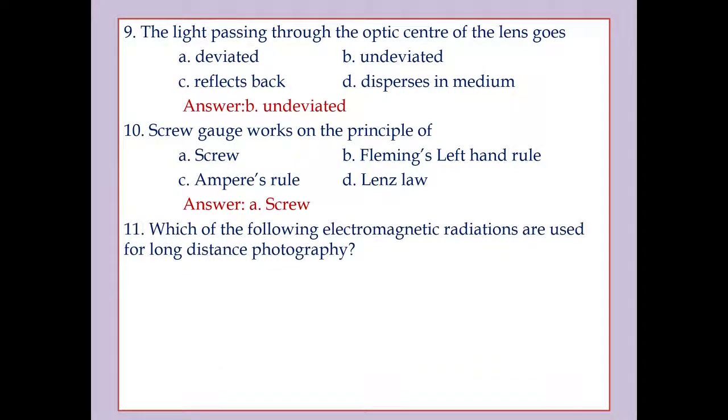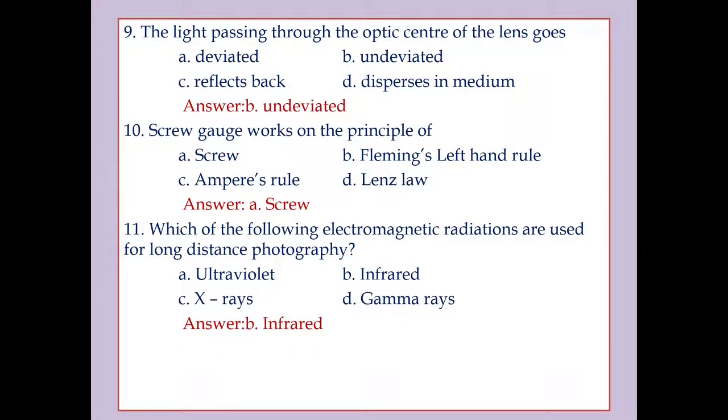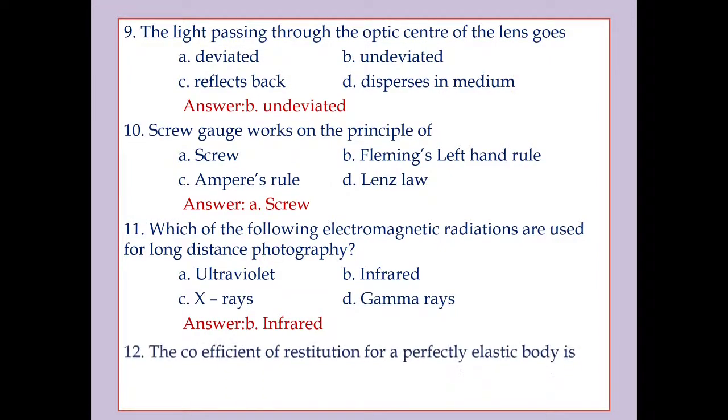Which of the following electromagnetic radiations are used for long distance photography? Infrared rays are used for long distance photography. This infrared photography was especially used during World War II, even during night times also it is used.